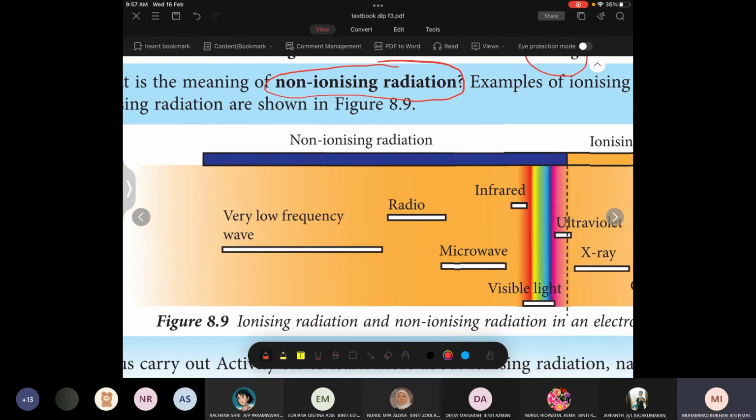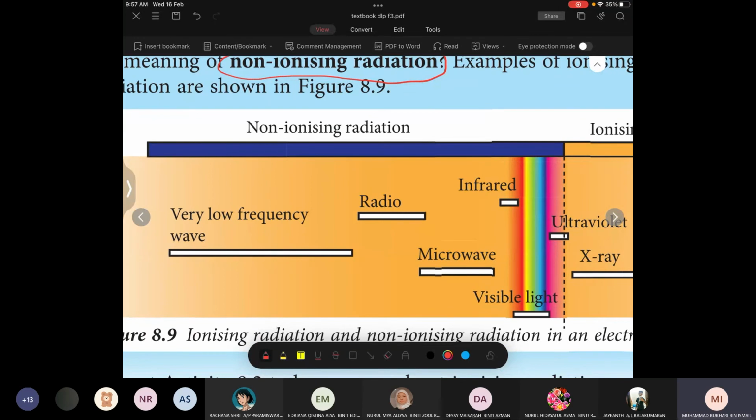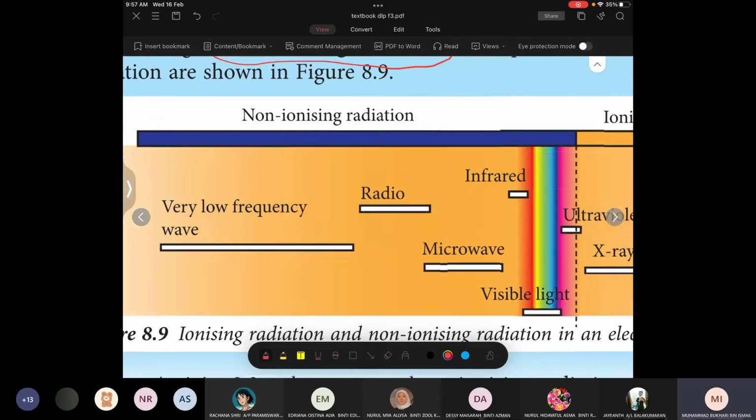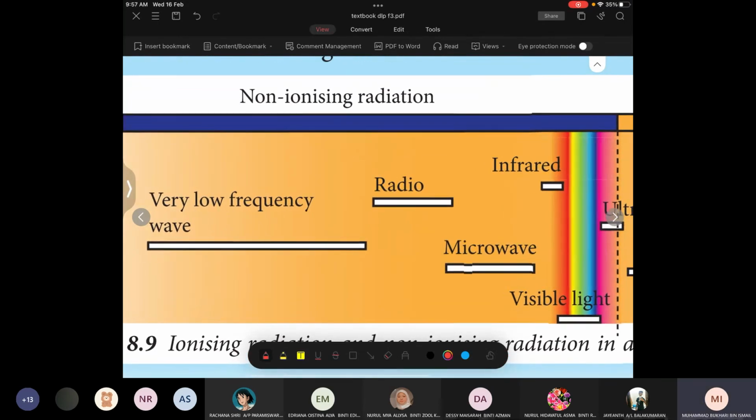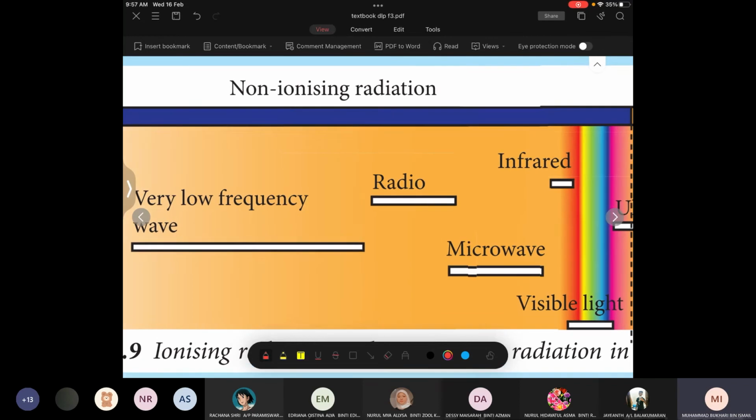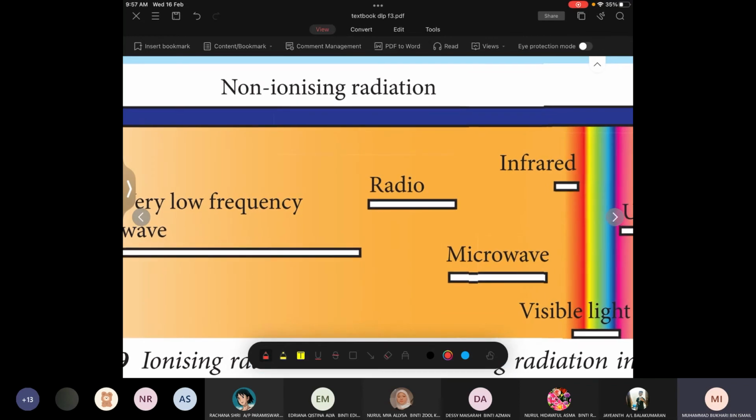Actually, you can find these types of wave in the electromagnetic spectrum. Visible light is a type of radiation also, but it does not produce ionization. It is the same for microwave, infrared, and radio wave. We have all these kinds of radiation around us, but we cannot see them, except visible light. We can see visible light, but visible light does not ionize the air.